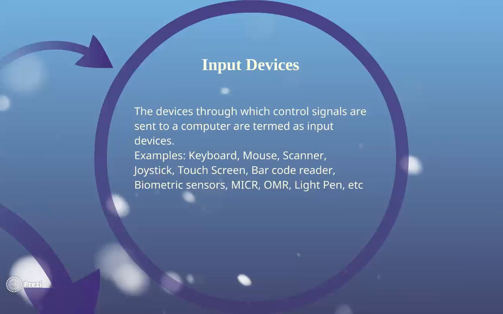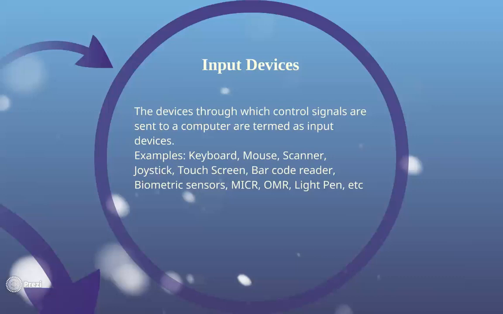MICR stands for magnetic ink character reader. These are the input devices through which you take information from a particular checkbook. You can see that there is a different way of writing numbers on a check. If you see the bottom of a check, there are numbers written in a particular format or style that is read by MICR. Next comes OMR.